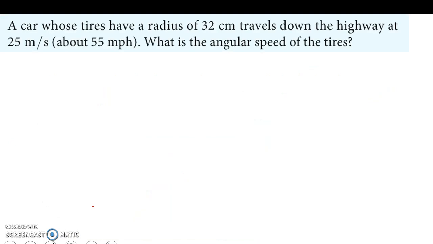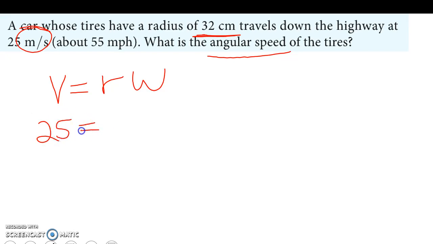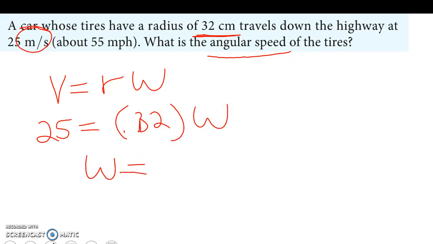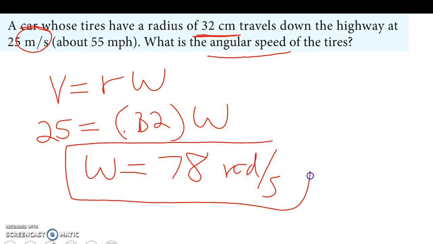So an example would be a car whose tires have a radius of 32 centimeters, travels down the highway at 25 meters per second. What is the angular speed of the tires? So we look here. Our linear velocity is radius times angular speed. Our linear velocity is 25. The radius is 0.32 meters. We want to solve for angular velocity. So we do this math, and we get 78 radians per second. And that's the angular velocity. But that's how angular velocity and linear velocity then work together.